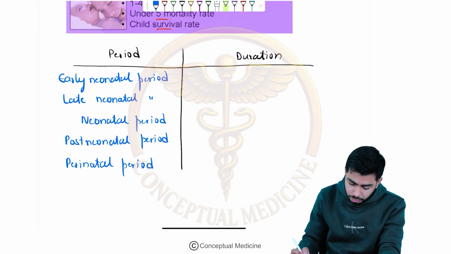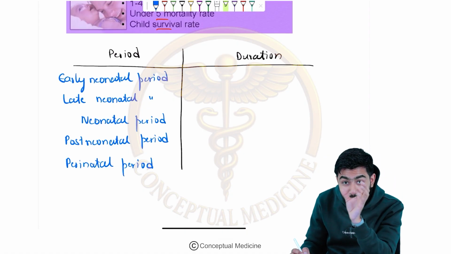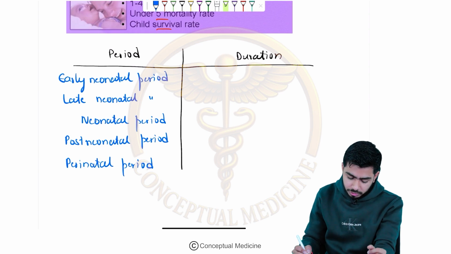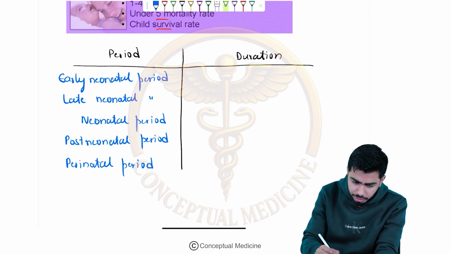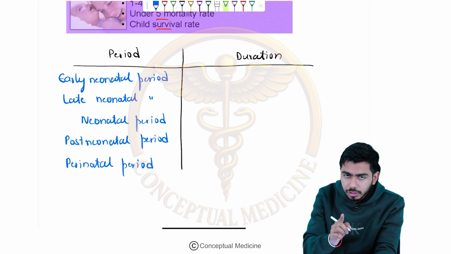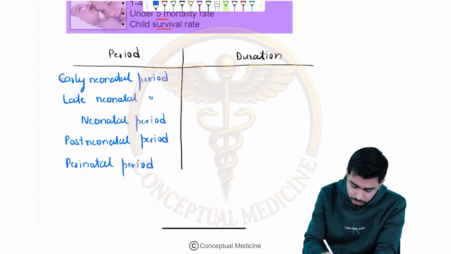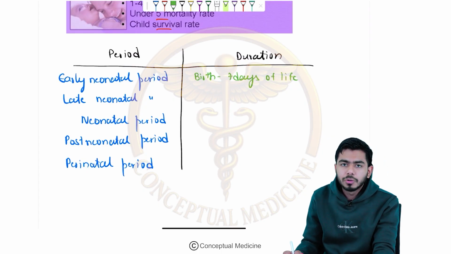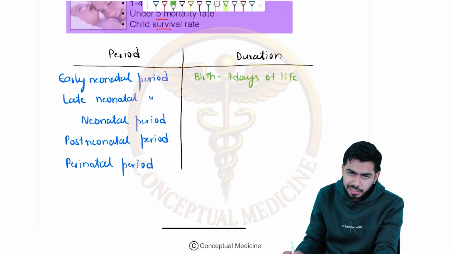So let's talk about them one by one, guys, right? Perinatal, what I told you: stillbirth and the early neonatal period is called the perinatal period. Early neonatal period means from birth to 7 days of life. That is termed your early neonatal period. Very important for your pediatrics as well.